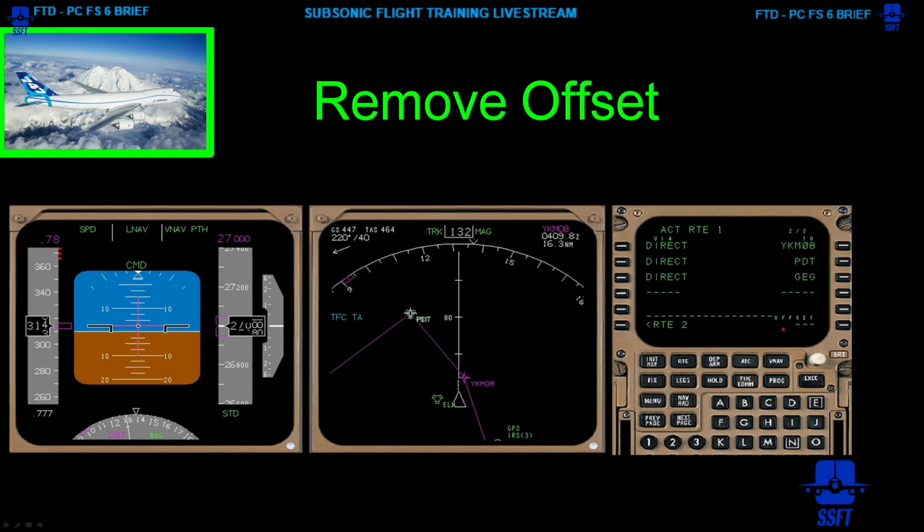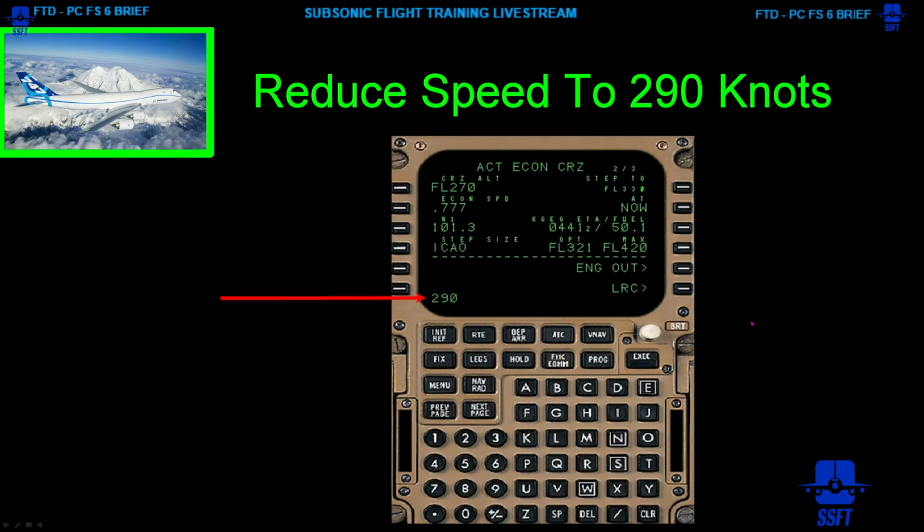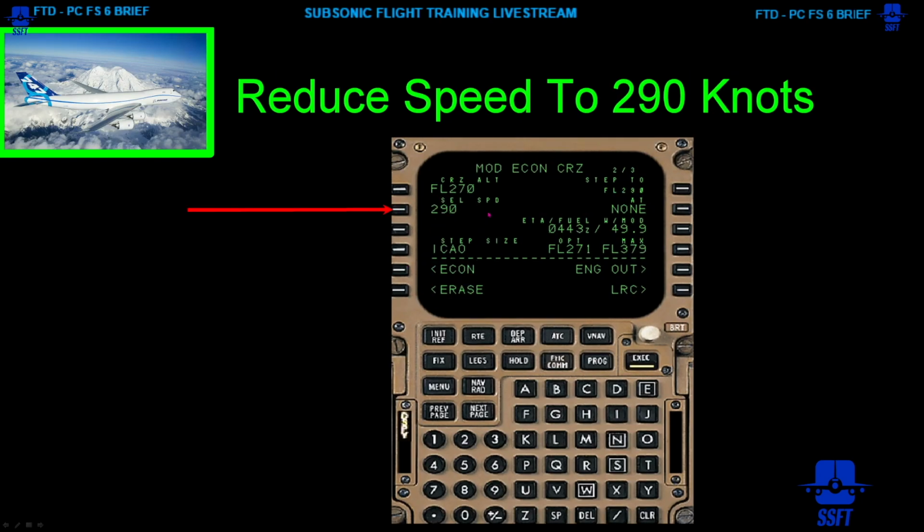And notice the offset line is still on the route page, but it's in dashes again, ready for you to put in an offset. Then we're going to reduce the speed to 290 knots. I think the last time we did this, we did it through the MCP. This time we're going to do it through the CDU. So we can take the 290 speed and line select it into the econ speed line. When you do that, it'll say selected speed and it'll be a modified econ cruise page. And then when you execute it, this will go back to active 290 knot cruise, I believe it says.